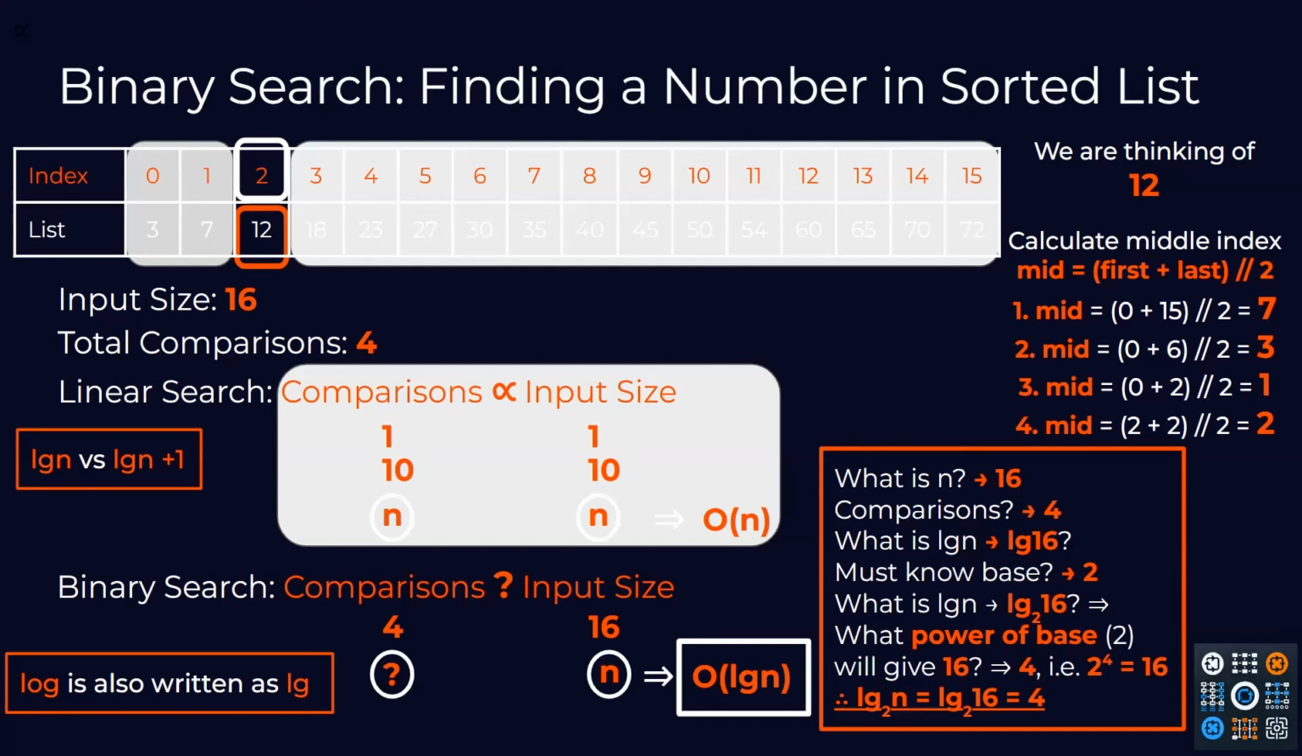In summary, for a list of size 16, binary search takes at most 4 steps to find an element because each step reduces the search space by half. This pattern holds as n grows, so binary search has a logarithmic complexity, that is O of log n.